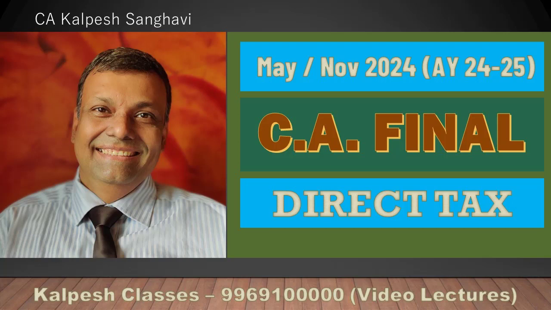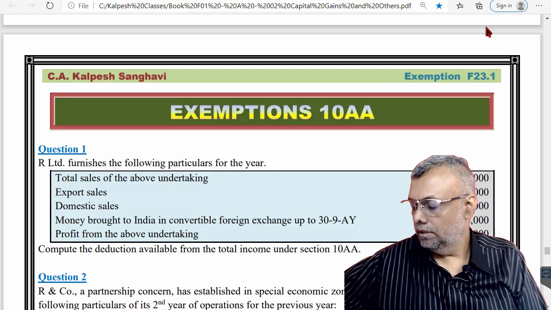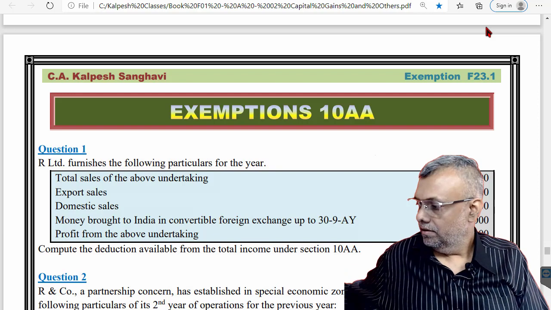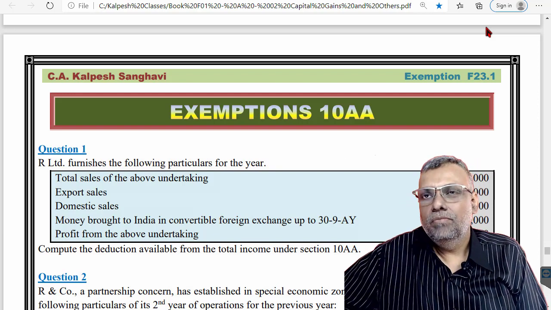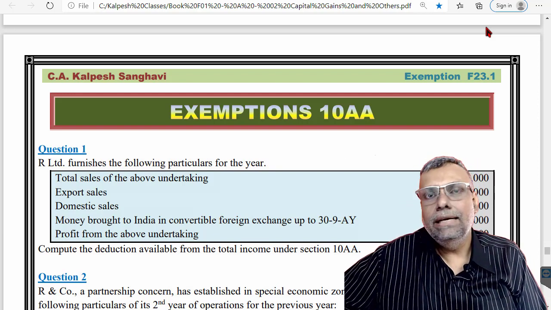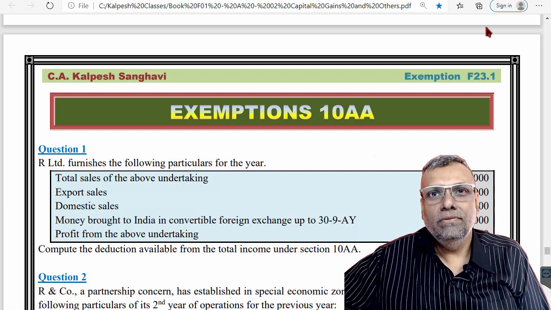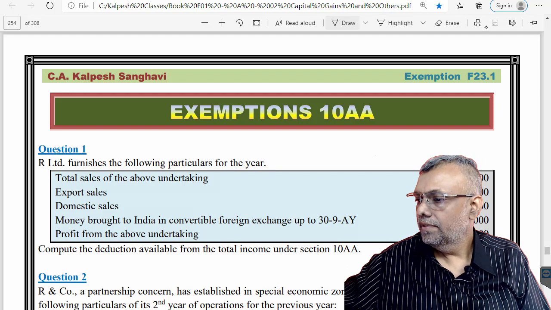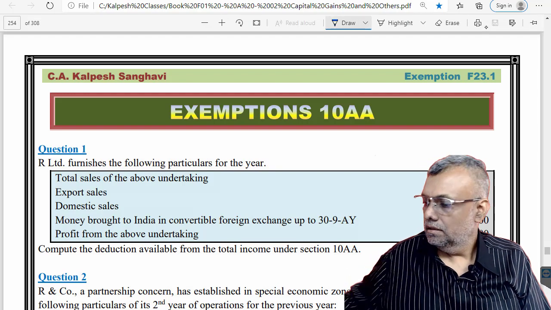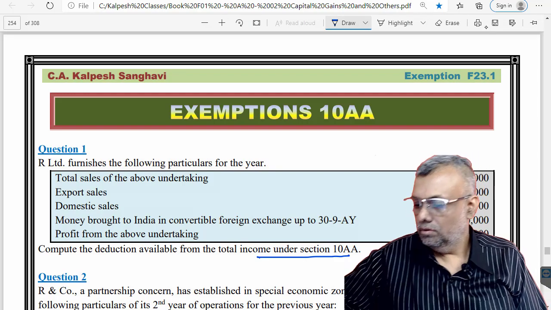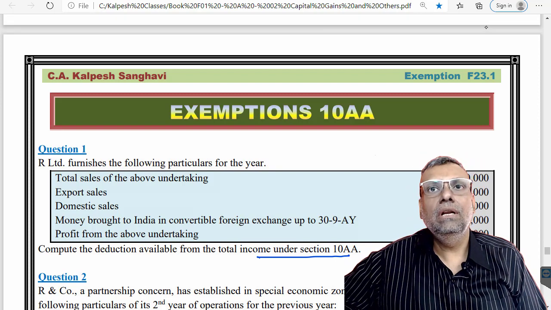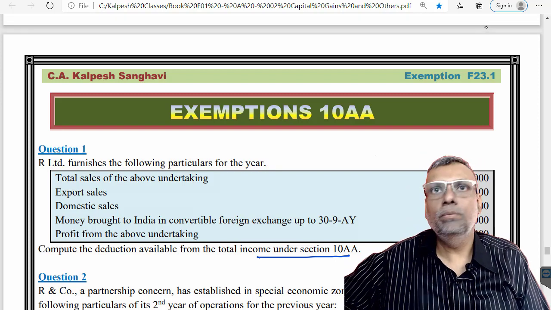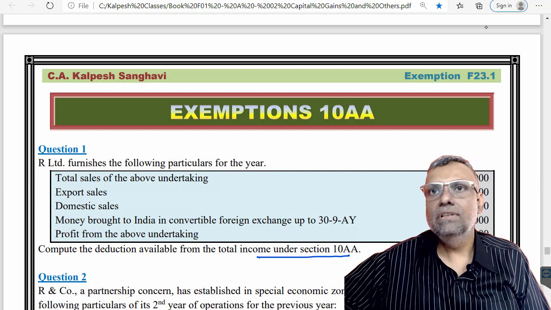Now friends, come to the questions on this particular section 10AA. I will just increase the level of understanding by extending the scope of the question. Technically this question is asking you only to compute the deduction available under section 10AA, but I will extend the scope. First of all, let's discuss 10AA.